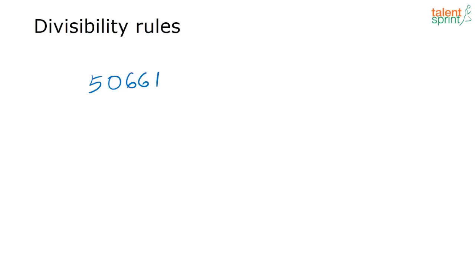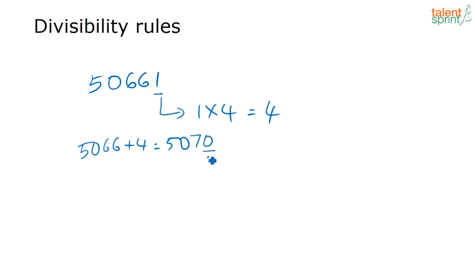For 13, what you do is take the last digit and multiply it by 4. So what is the last digit here? It is 1. 1 into 4 is 4. Now this answer, you add it to the remaining digits and keep doing that like you do for 7. So the operation is to multiply the last digit by 4, then add it to the remaining digits. So here 5066 plus 4 will give us 5070, correct?